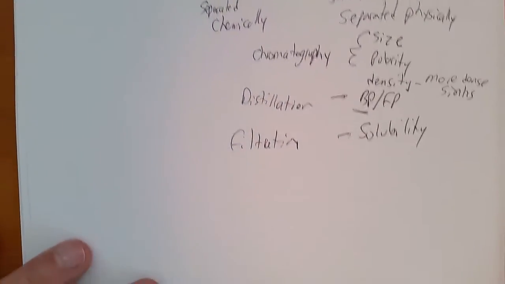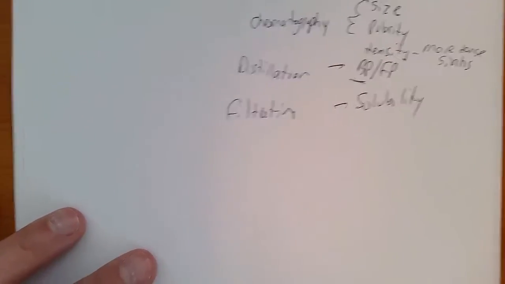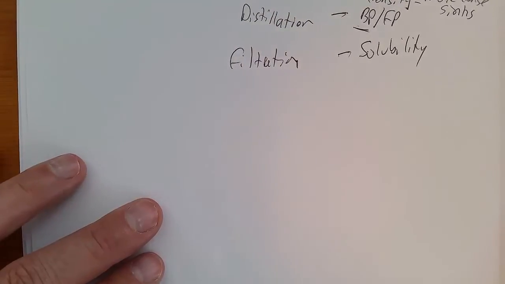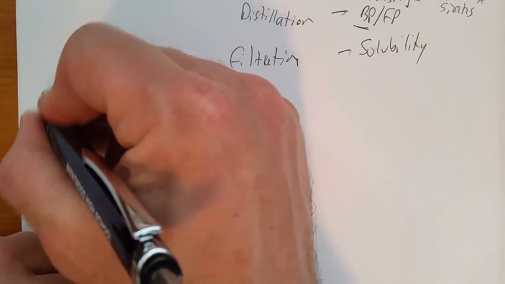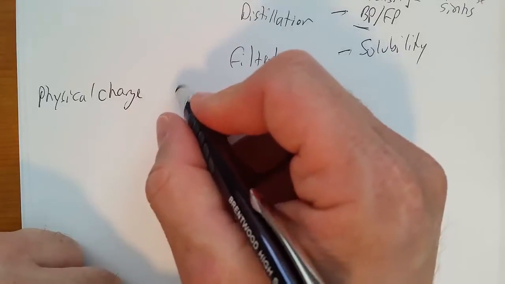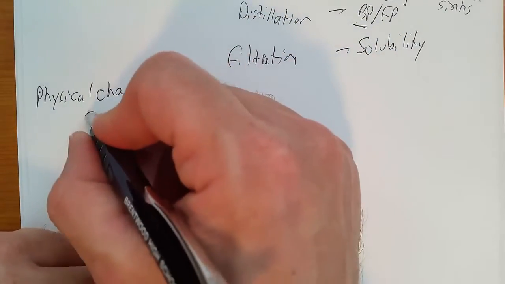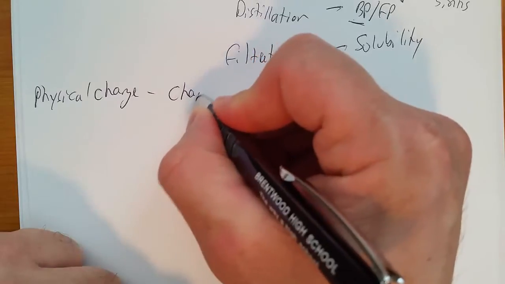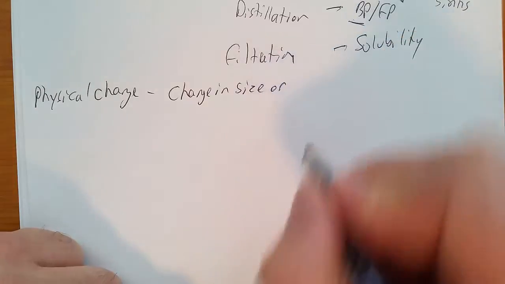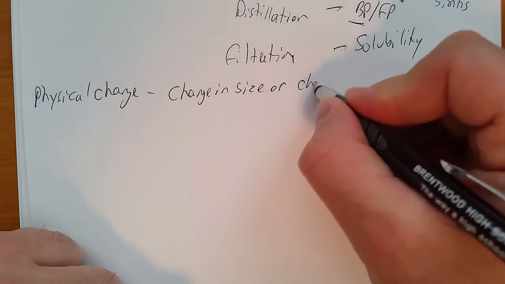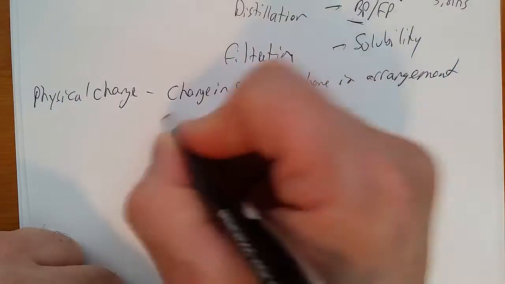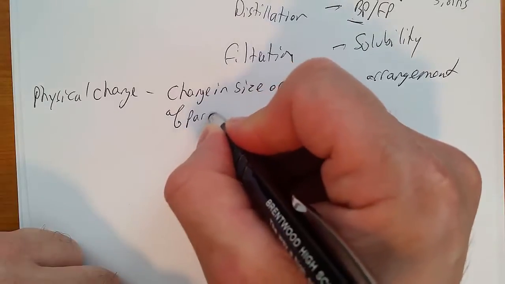All right, let's see. Okay, chemical or physical change. Physical change could be a change in size, or if we're talking about particles, a change in arrangement of particles.